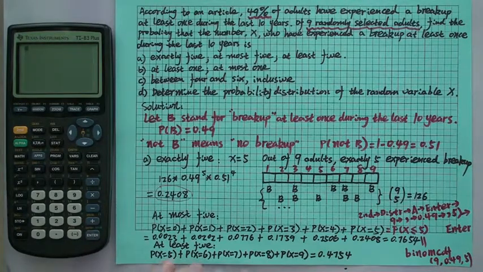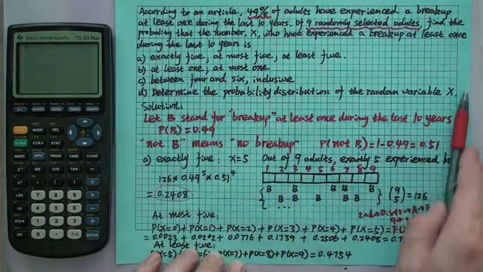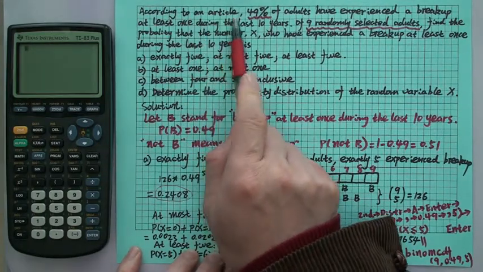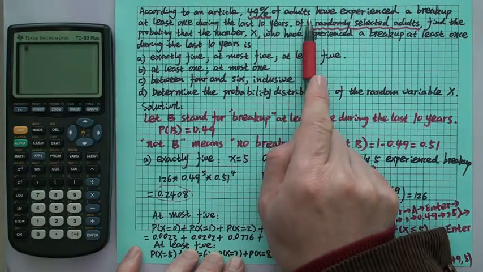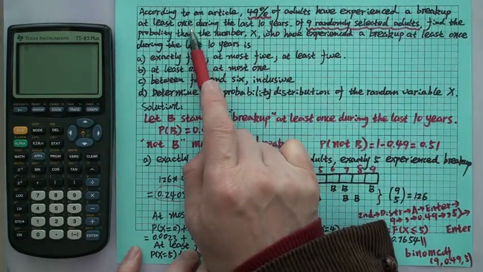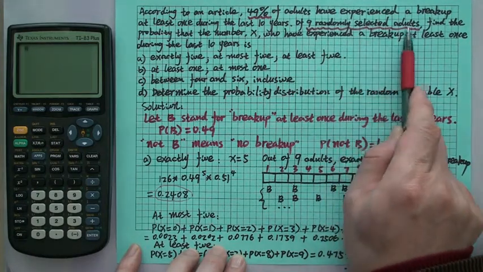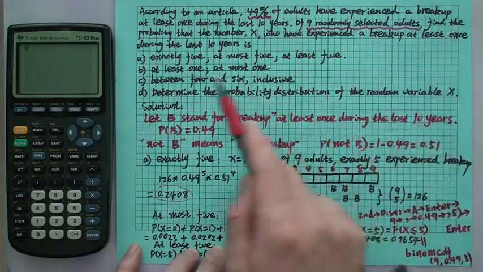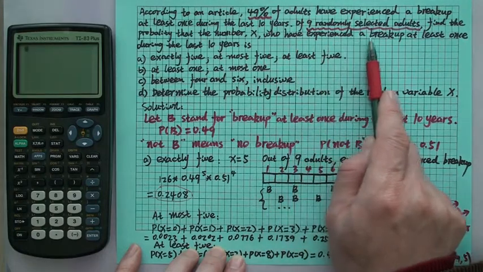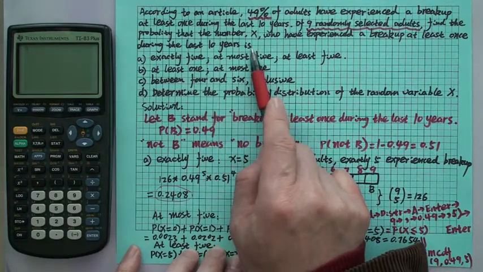In this lecture, we will talk about binomial distribution with this example. According to an article, 49% of adults have experienced a breakup at least once during the last 10 years. Of 9 randomly selected adults, find the probability that the number x who have experienced a breakup at least once during the last 10 years.